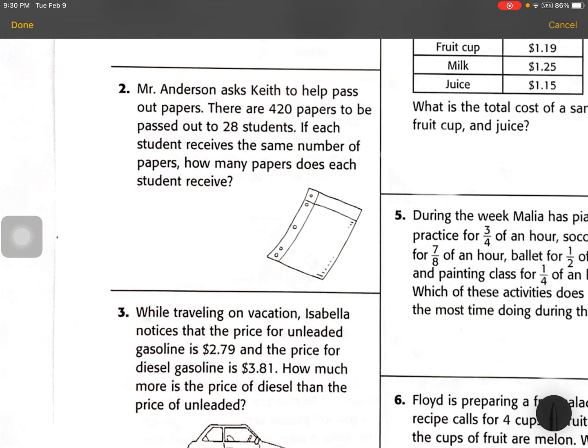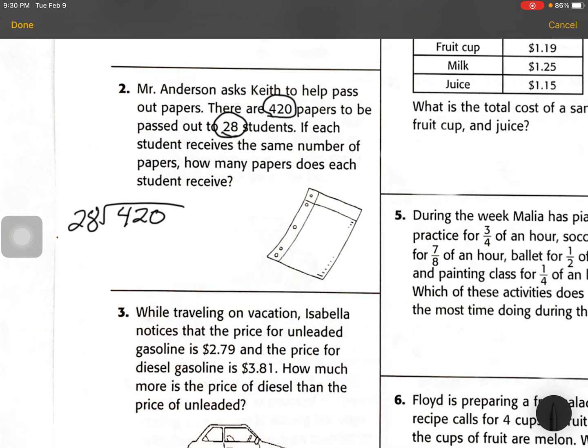Number 2, a little more difficult. Mr. Anderson asks Keith to help pass out papers. There are 420 papers to be passed out to 28 students. If each student receives the same number of papers, how many papers does each student receive? You have 28 into 420. Now, there's a couple of different strategies you can use.